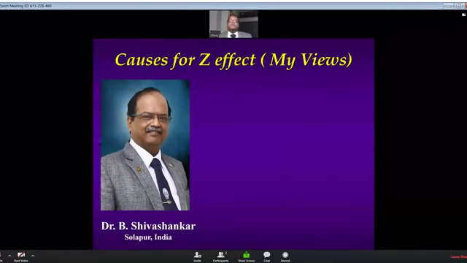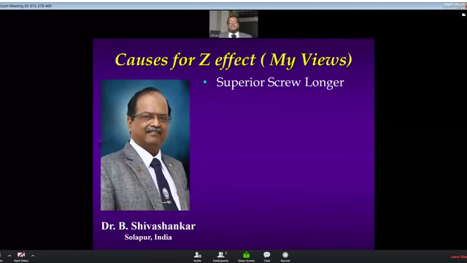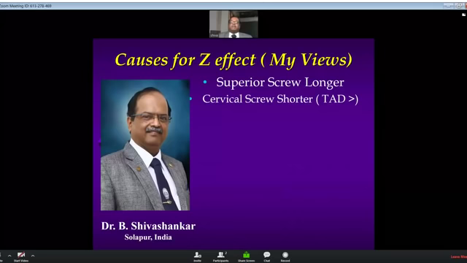Coming to the causes of the Z effect, as I said, these are totally my personal views, with over 15 to 20 years of experience in PFN and intramedullary nailing for intertrochanteric fractures. The first and foremost is the superior screw, which is longer. The second is the cervical screw being shorter, that is, increased TAD. The third one is varus reduction, again a very common phenomenon in intertrochanteric fractures when somebody does nailing.